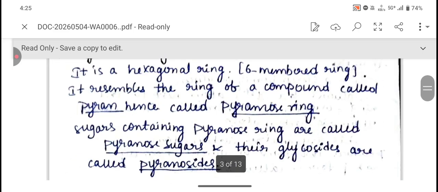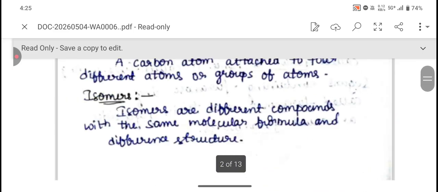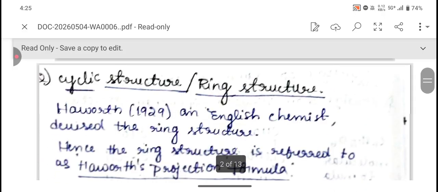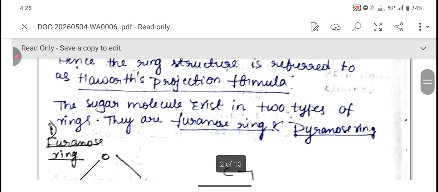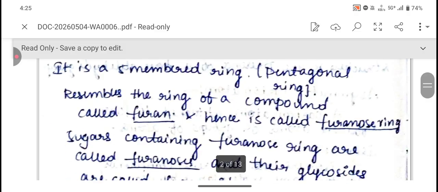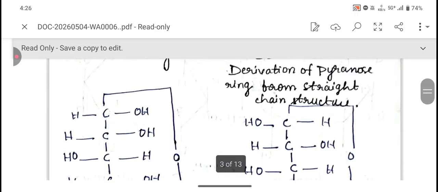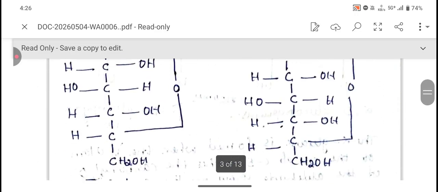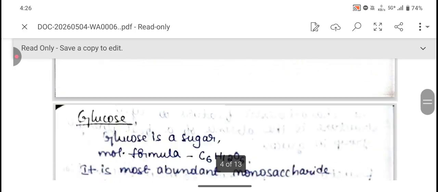So we have seen the open chain structure of the carbohydrate, the two ring structures which are the furanose ring and the pyranose ring, and the hemiacetal structure of the monosaccharide. So these are the forms of structures in the case of monosaccharides.